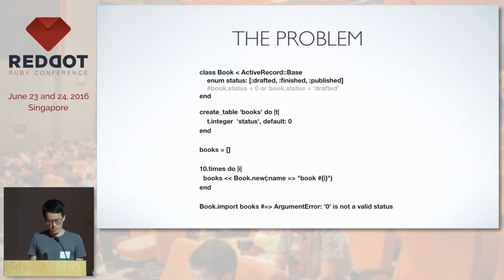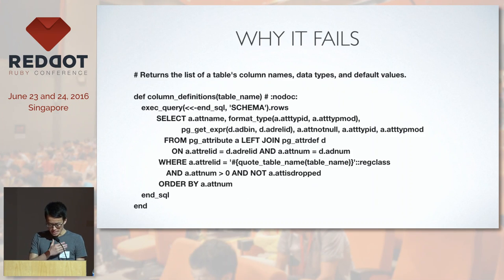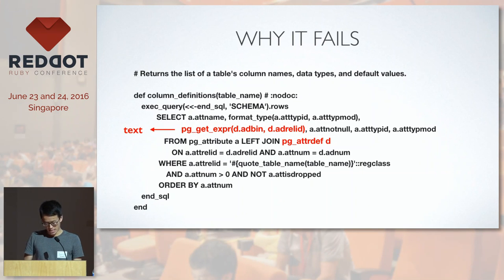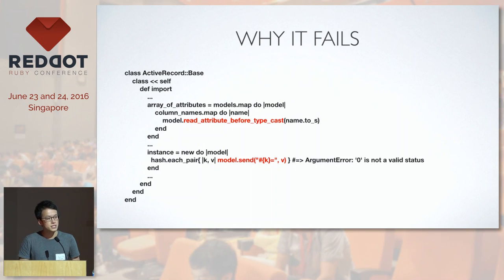So my first question is, I'm not sure why a string is used instead of the integer. Then I looked at how it works in PostgreSQL, because I was using PostgreSQL, and found out there's a method called pg_get_expr, which gets the default value, and the output is actually a string, so that's why we get the string "0" instead of the integer. And then I thought Rails must be smart enough to do the typecasting, and we can always assign integer attributes with a string, and it should automatically do the conversion. But somehow the import method in the library just uses read_attribute_before_type_cast. So it basically just reads the attributes from the instance without doing any typecasting.